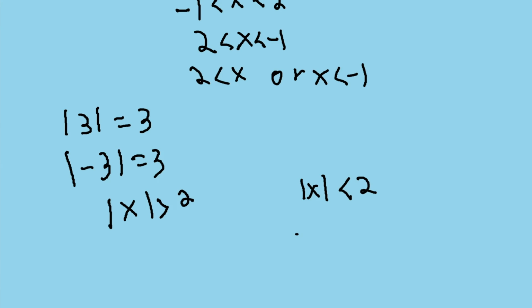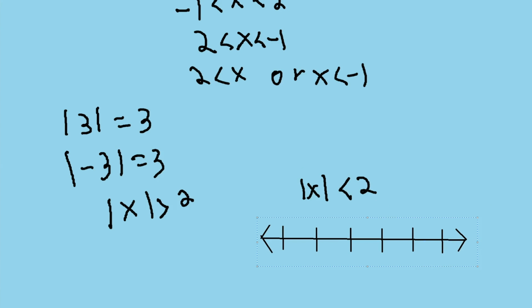So anyway, this is basically saying that the distance from 0 must be less than 2. That means that x must be in between negative 2 and 2. So if we were to graph these, let's grab this graph right here.